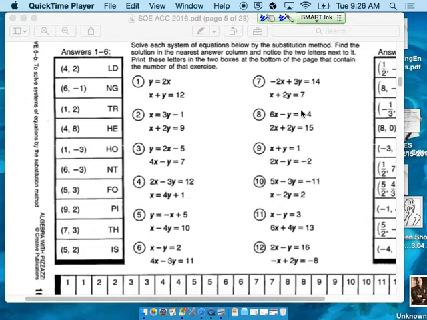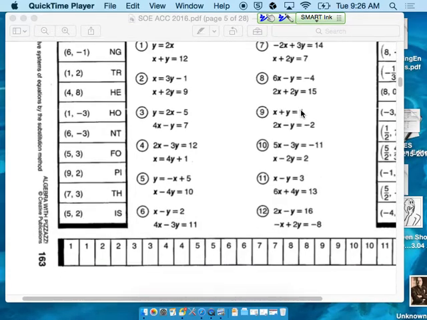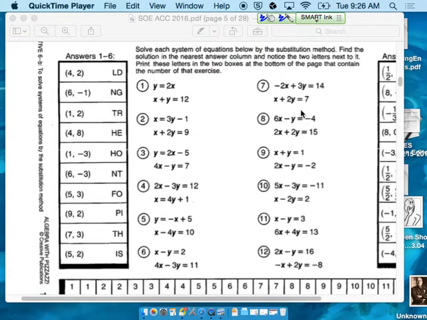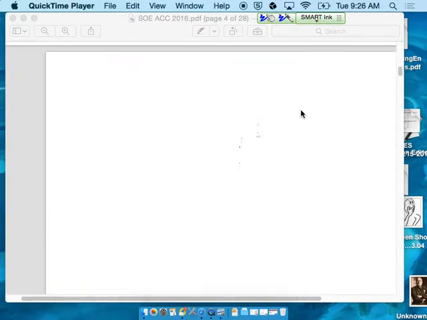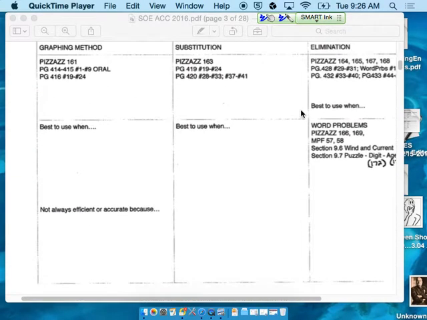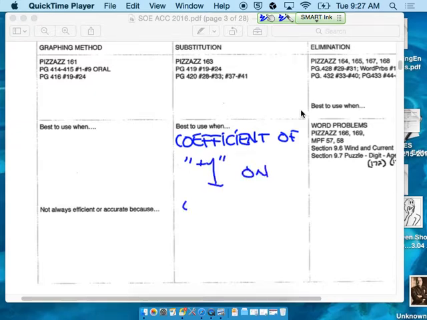And I would like to take time on the video to talk about the substitution method. So that's going to be the Pizzazz 163. Substitution is best to use. To go back to the cover sheet, when is it best to use? Substitution is best to use when you have a coefficient of +1 on one of the variables. That's when substitution becomes really efficient and easy to use, okay? So when you have a coefficient of +1 on one of the variables, substitution is a nice method to use.